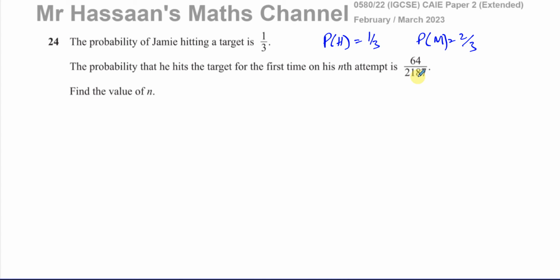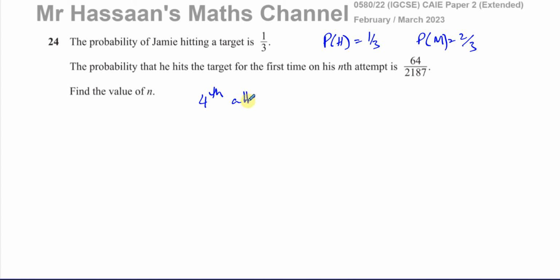Now, for us to be able to understand the question a bit better, what we can do is think first about how this would work. So it says the probability that he hits the target for the first time on his nth attempt is this much. Let's change this question a little bit and say, let's find the probability that he hits the target for the first time on his 4th attempt, for example. Just work out what that probability is.